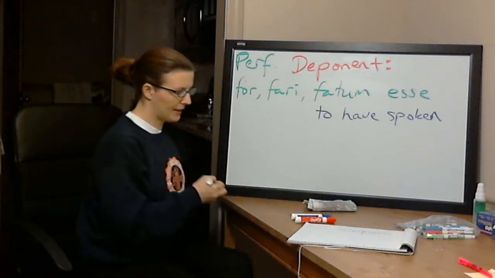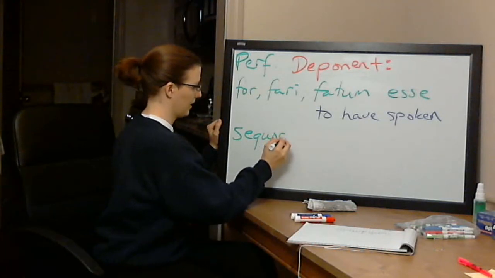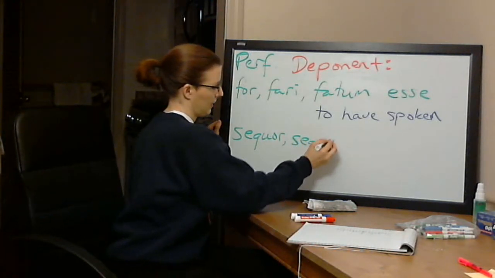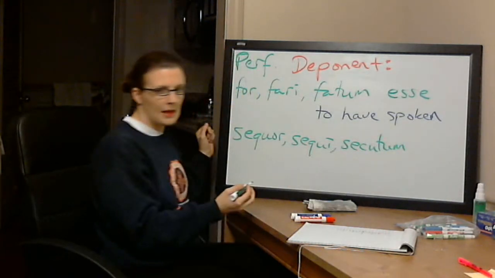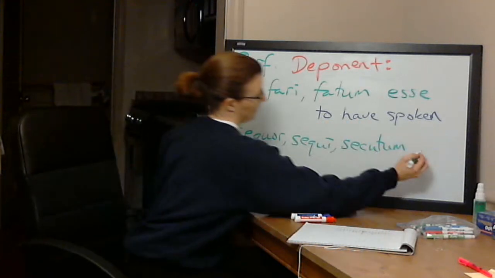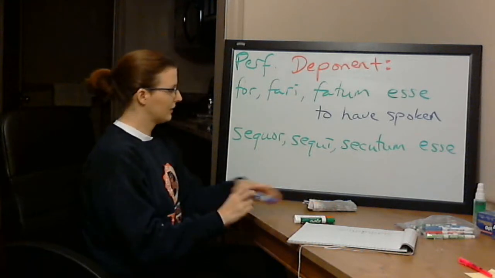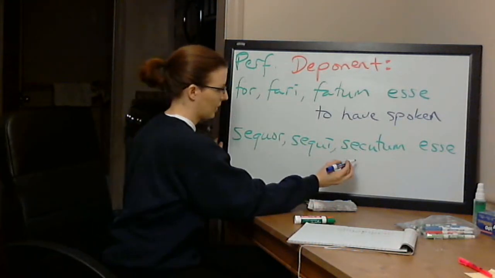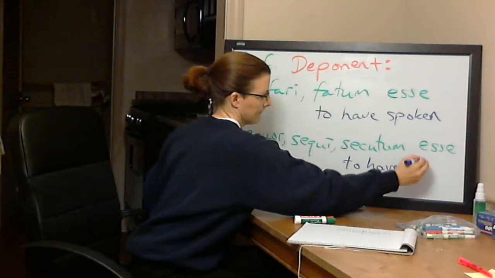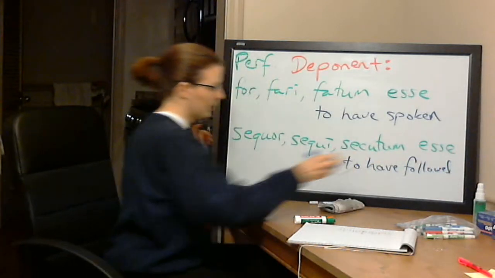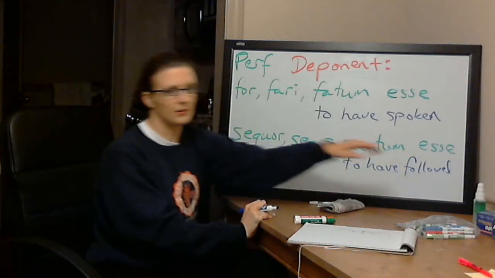So if we have, let's use sequor, because that was a nice short one there. Sequor, sequi, secutum. To that, all we have to do is add esse as its own separate word. And so to translate this, instead of saying like to be followed, it's just to have followed. So it's got the infinitive aspect through the to, it's got the perfect tense through the have, and it's got its definition through the word followed.